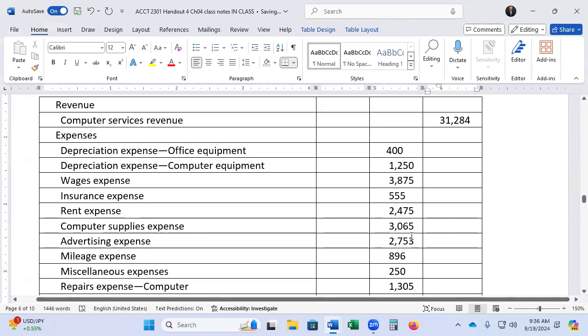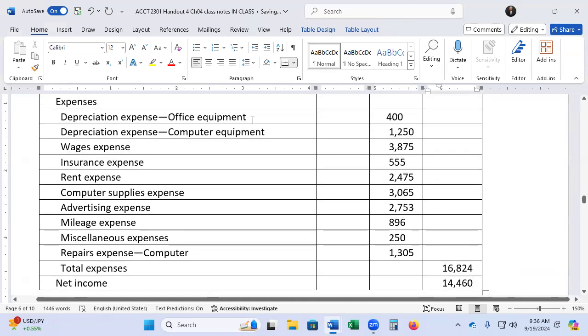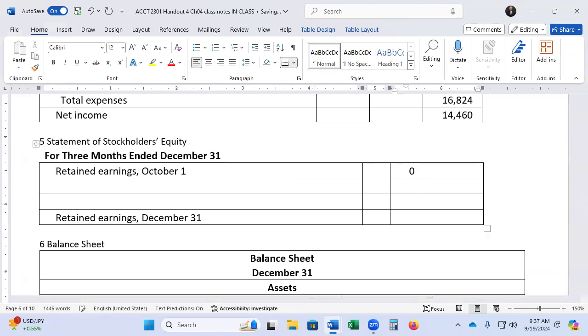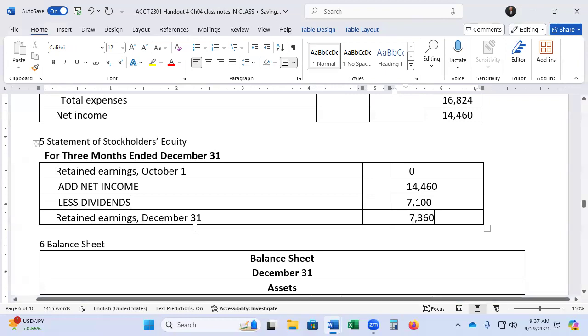Now, remember, part of the income statement flows into our stockholders' equity, so that's the statement we're gonna use next. So since this company was started on October 1, our retained earnings is 0, but we're gonna add net income. Now, we would deduct it if it was a net loss. Just so you know, if you see that, and you can have that, 14,460. But we have to subtract out any dividends. And so those dividends are 7,100. Fingers are a little off there, I'm sorry. And so our retained earnings at the end is 7,360.